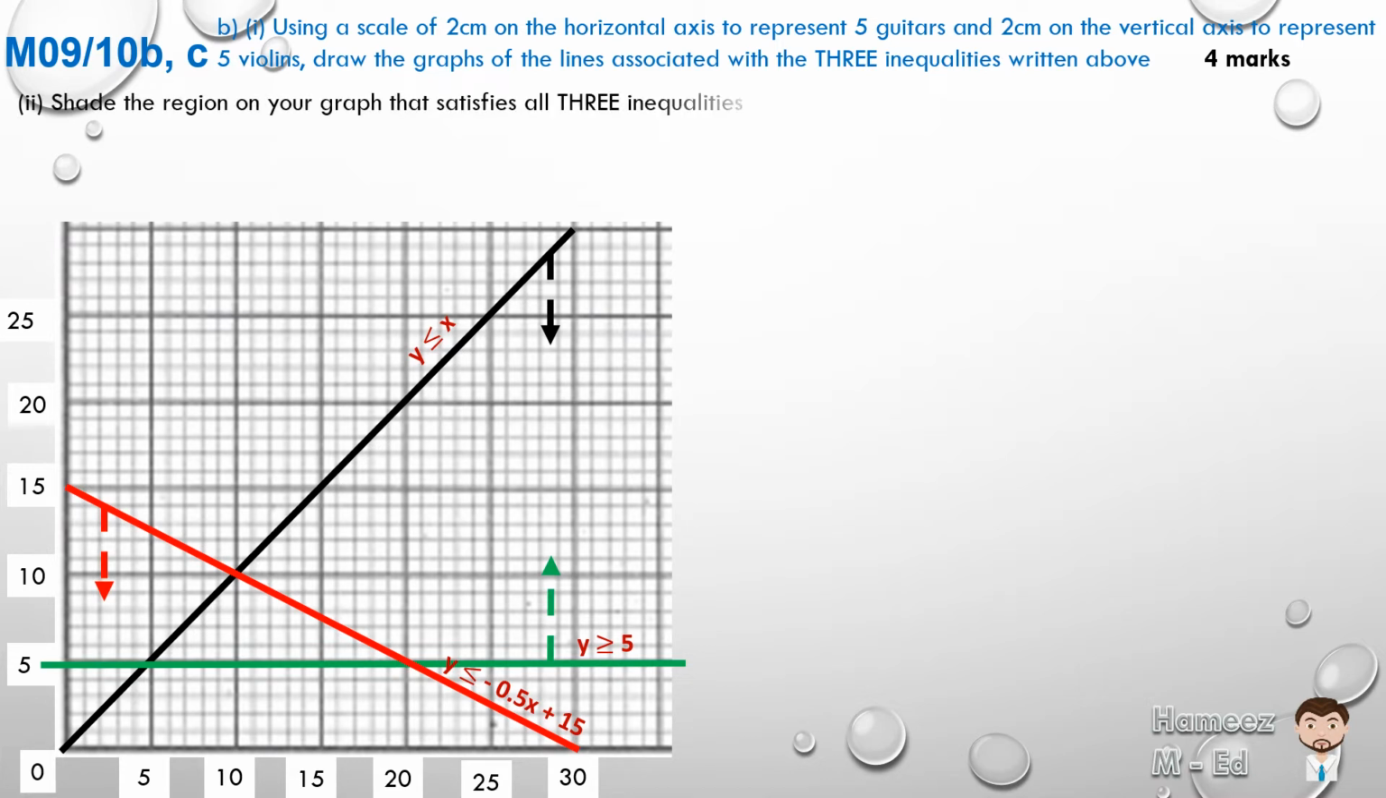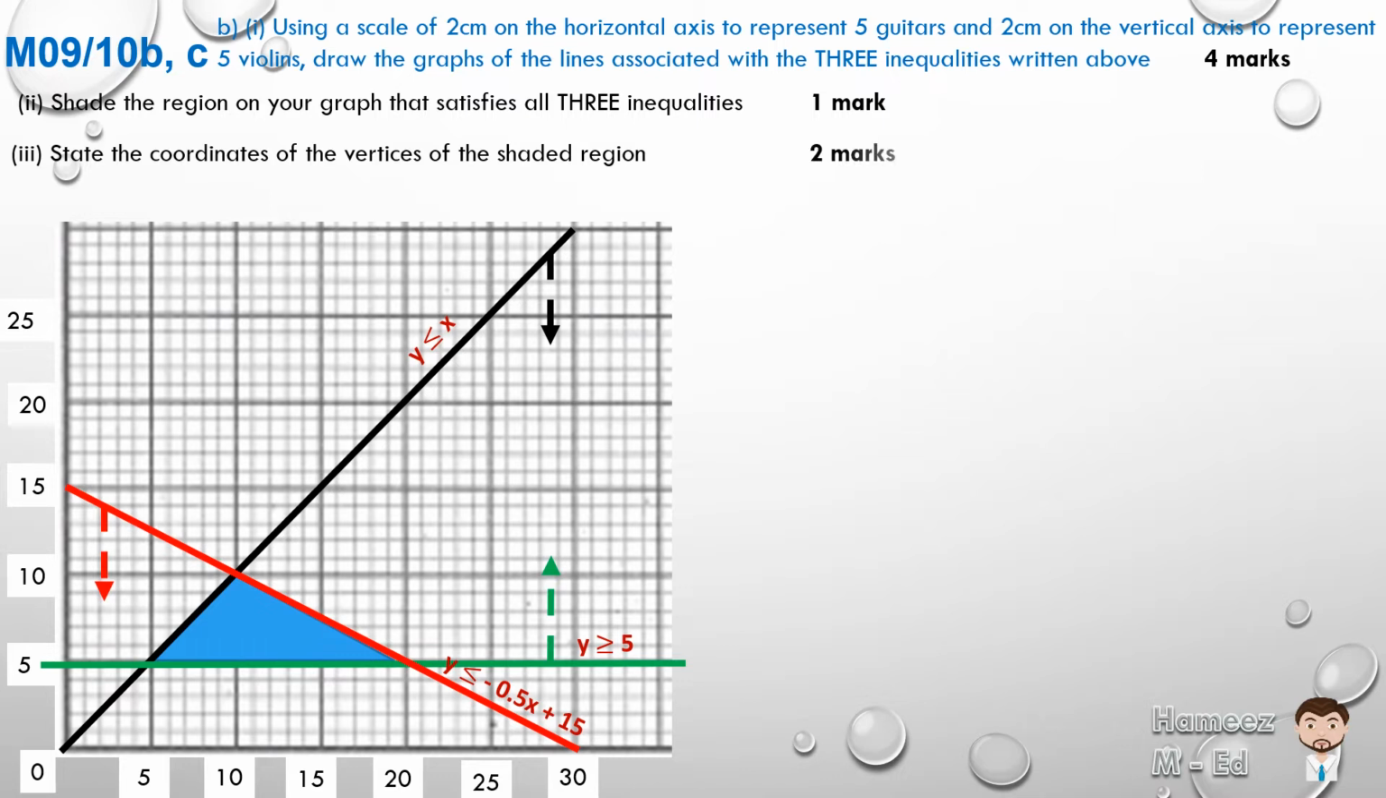Part 2, shade the region on your graph that satisfies all three inequalities. And we can see, let's bring that up as a triangle there to show that in that blue triangle, it's above the green line, it's below the red line, and below the black line. So it fits. State the coordinates of the vertices of the region.